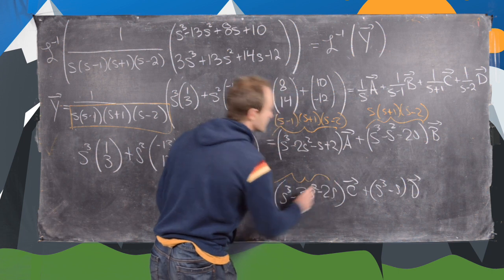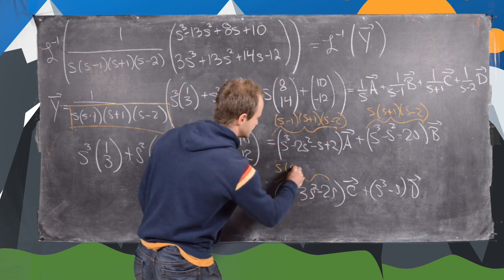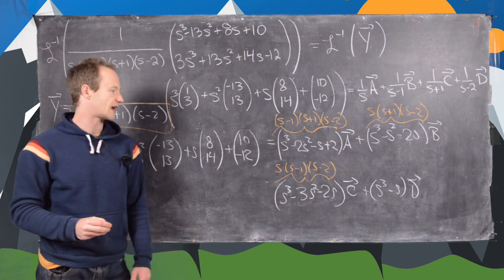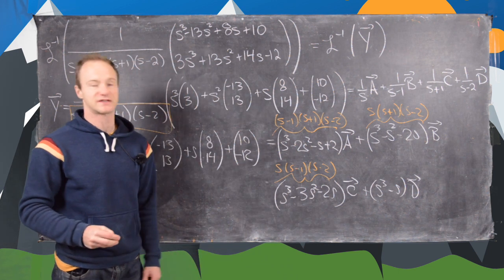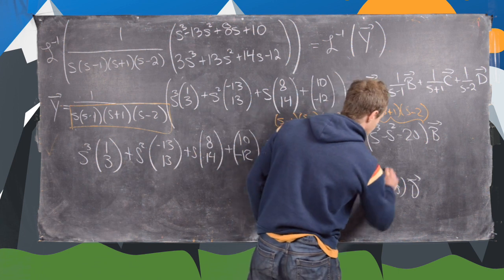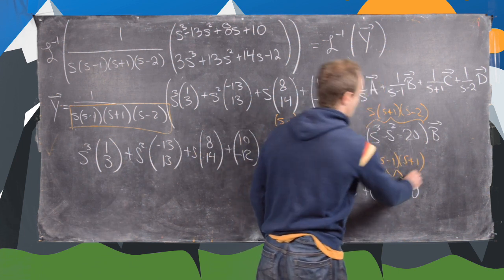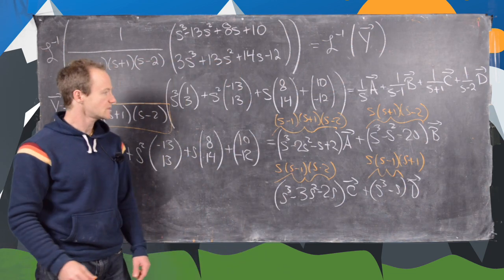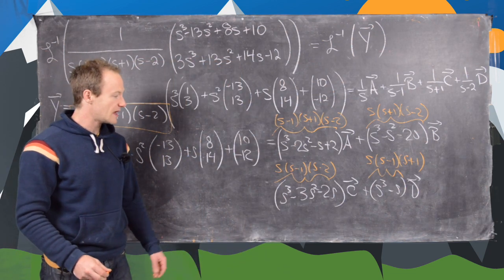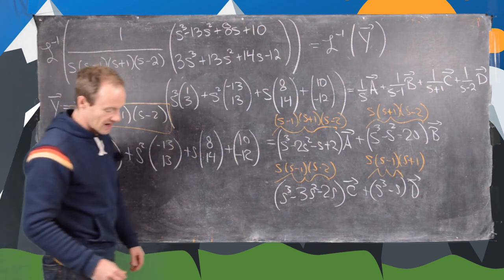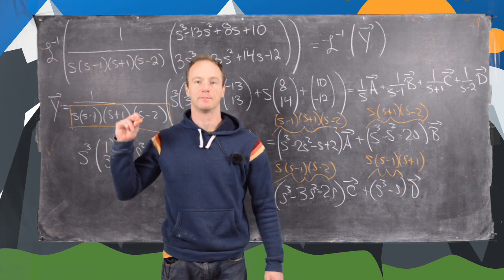And then this one down here is s times s minus 1 times s minus 2, again, because that's what does not cancel when we multiply by vector c. And then finally, this is s times s minus 1 times s plus 1 for the same reason. Okay, good. So now from here, I'm going to clean up the board, and I'm going to bring this equation to the top, and we'll move on to the next step.